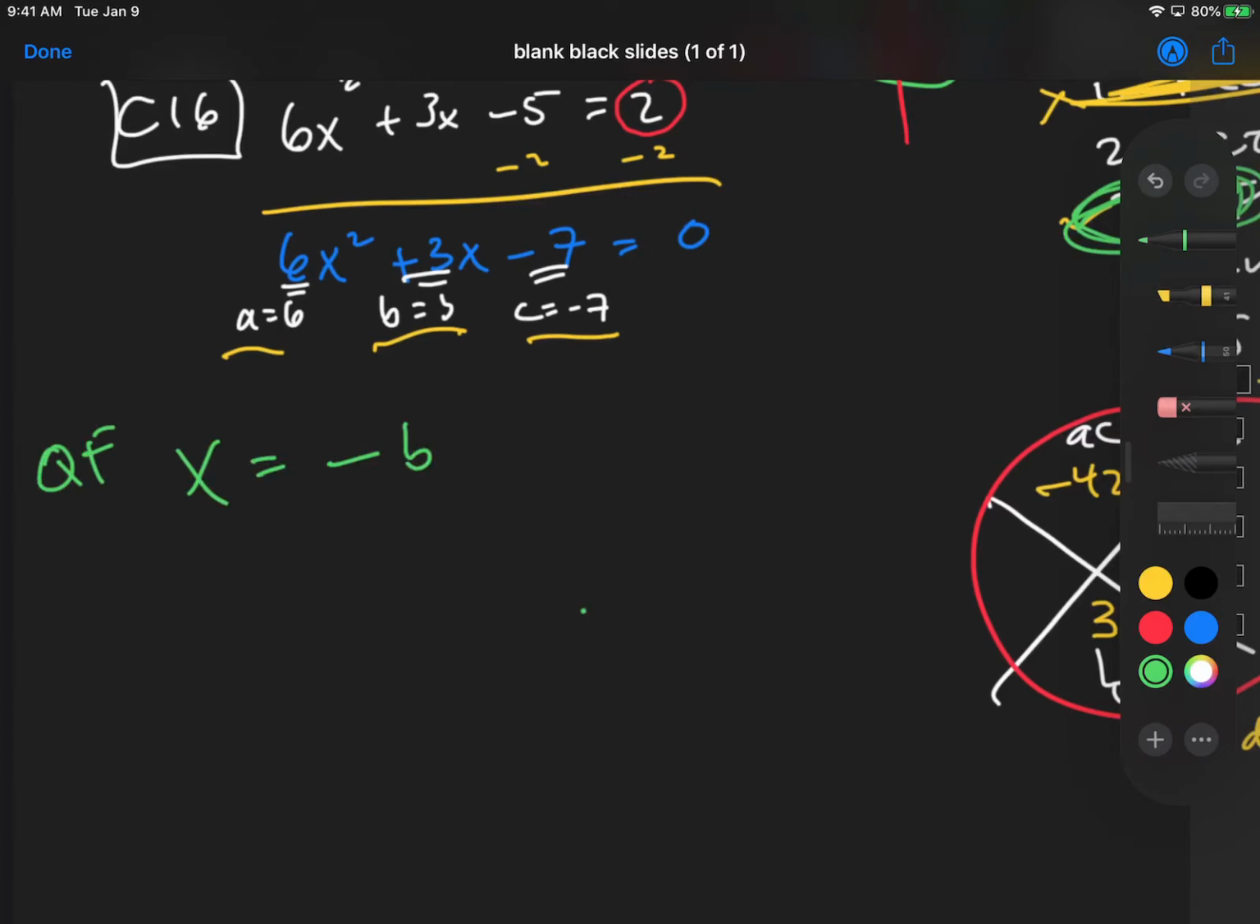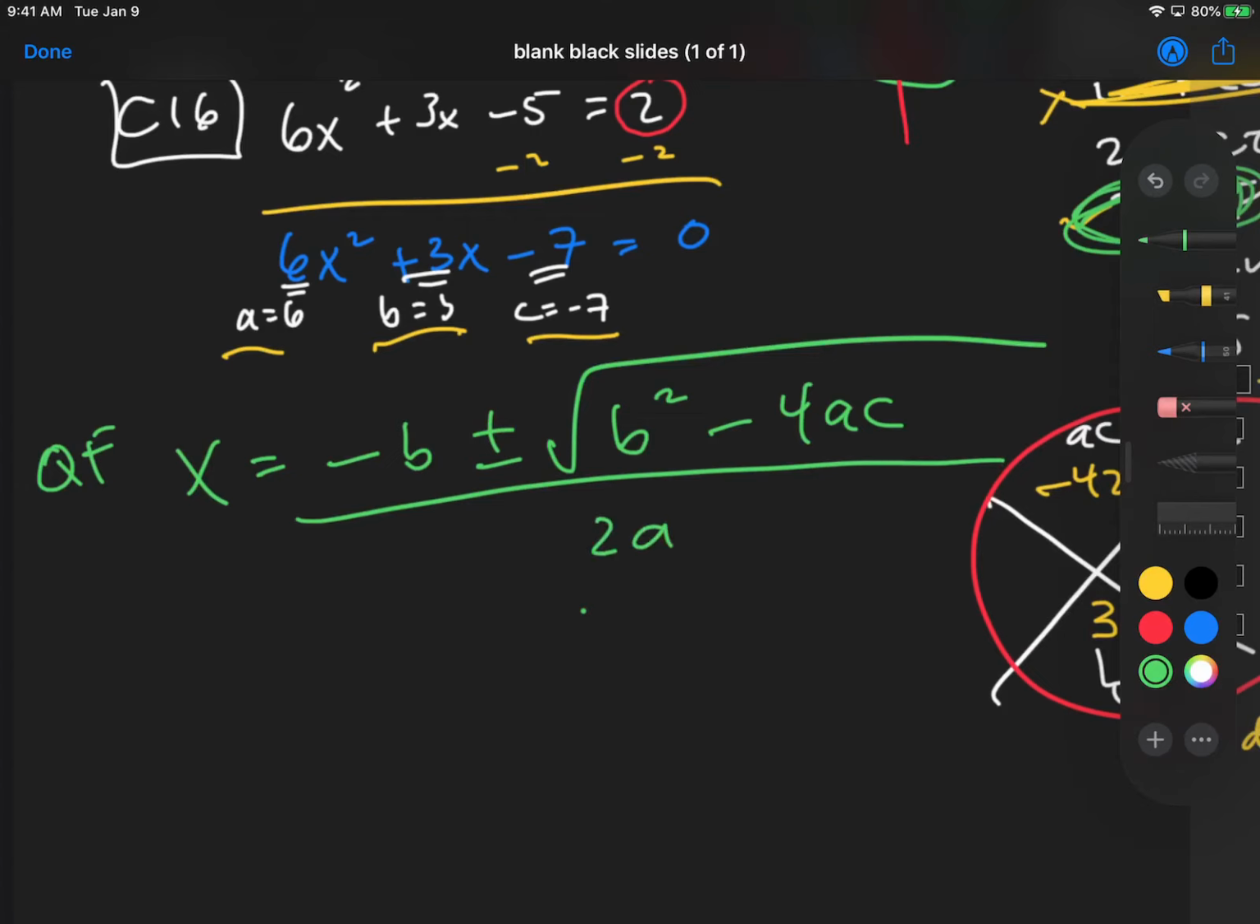X equals -b plus or minus the square root of b squared minus 4ac all over 2a. I know you love that. So let's do our substitutions, and use my highlighter here. A is 6, so every a value we're going to write 6. Every b value we're going to write 3. And every c value we're going to write -7. Okay, let's write that out.